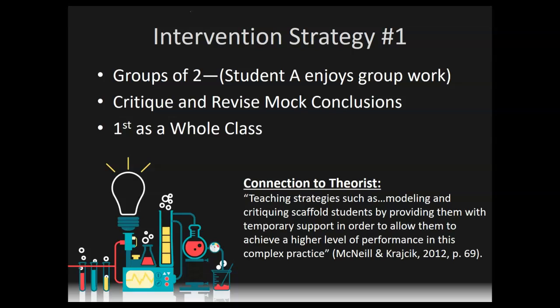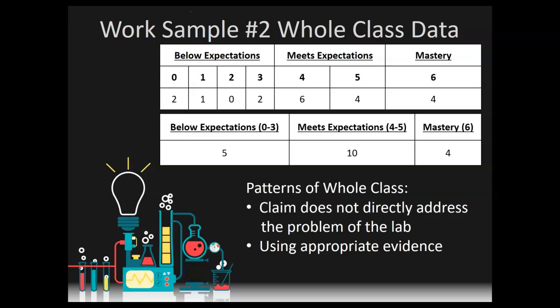So this is called intervention number 1, and these are the types of things that they're going to try to do, and this is the way that they connect that to their theorist, who's supposed to back up with evidence what their intervention strategy or method would look like.